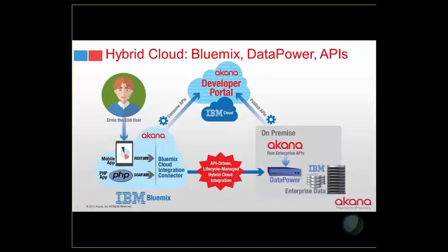If we move to the left of the diagram, we also see that we have the Bluemix cloud, where we have mobile apps and we have PHP apps running, utilizing REST-based APIs and SOAP-based APIs, and utilizing a powerful Bluemix technology called Bluemix Cloud Integration Connector in order to connect up with those APIs that are being exposed through Akana and DataPower. And those APIs are lifecycle managed, and they're offering a full hybrid cloud integration story.